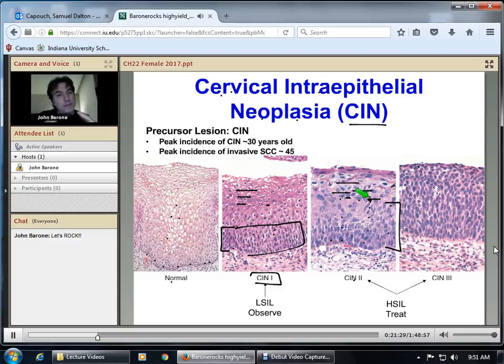When the abnormal cells go up about 2/3, see these dark cells streaming up, and then they finally start to flatten out around here. So it's about 2/3 of the thickness. Dysplasia always starts at the bottom and moves up. So 1/3 is CIN1, 2/3 is CIN2. If it goes more than 2/3, like full thickness, now it's CIN3.